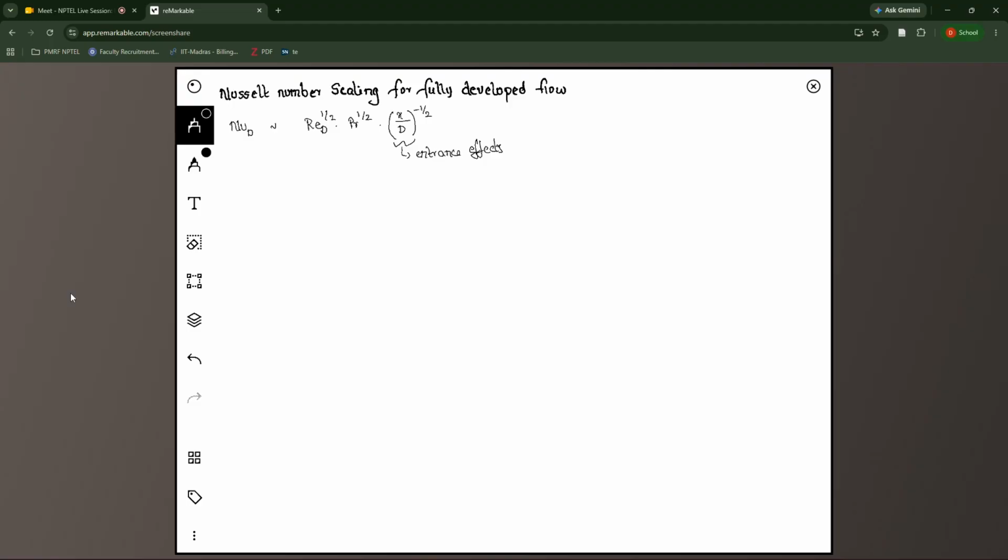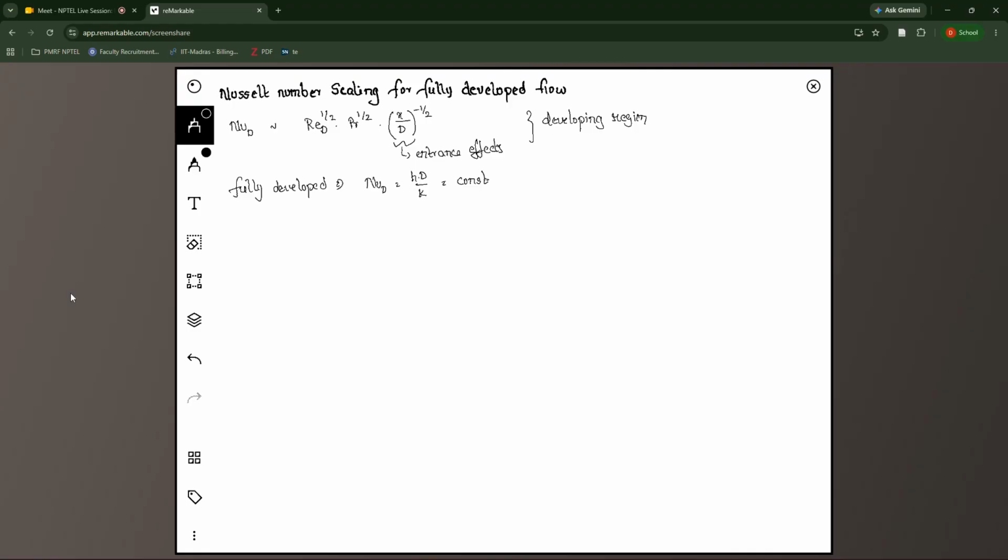Once you enter fully developed region, then we have a different scaling. In fully developed region, as I said, the heat transfer coefficient becomes constant. We have Nu defined as the heat transfer coefficient times d by k. As I said, h becomes constant in fully developed region, d is a constant and k is a constant, so this will be some constant.